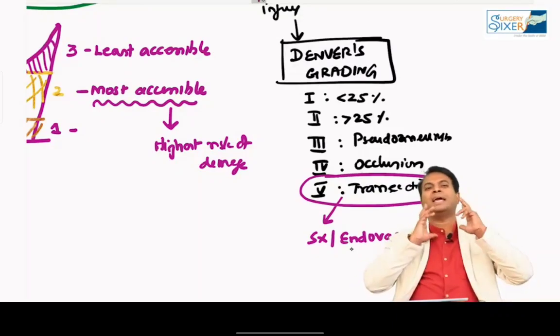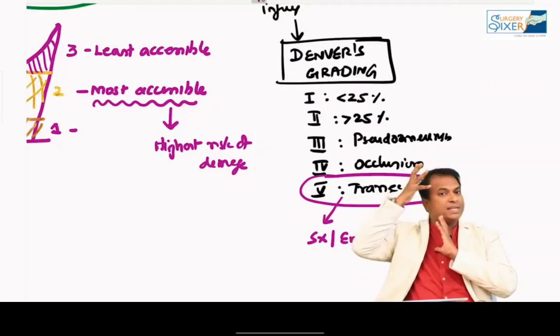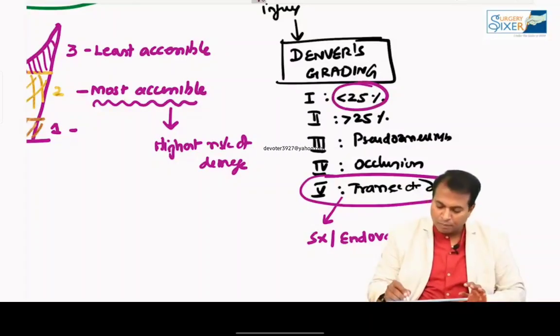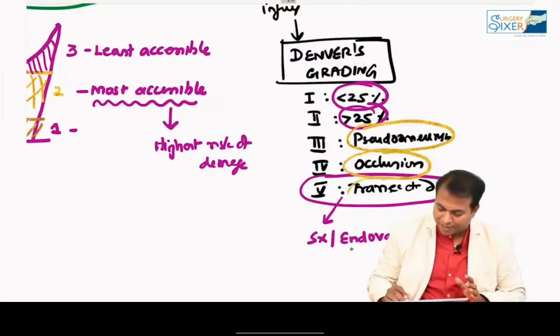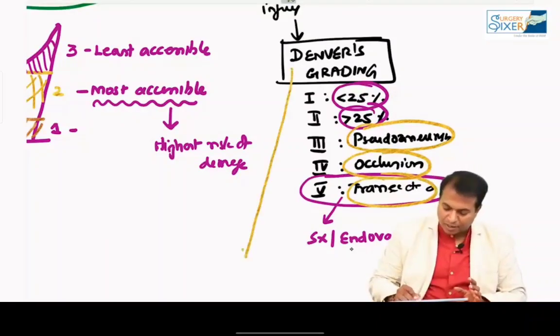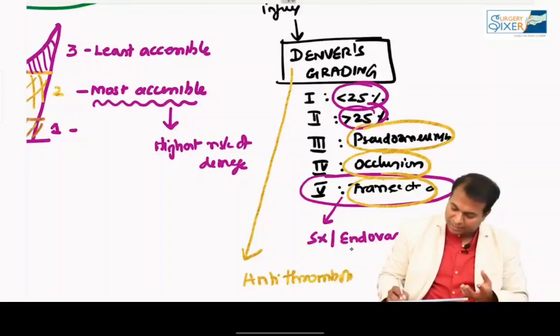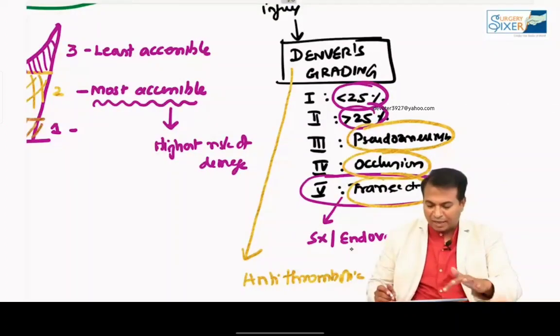So please remember, in the neck there are 2 types of injuries. Putting a knife is penetrating trauma. Hitting like this is blunt trauma. In blunt trauma, the blood supply to the brain will be disturbed, known as cerebrovascular injury. Hematoma causing less than 25% narrowing is Denver's grade 1, more than 25% is grade 2, 3 is pseudoaneurysm, 4 is occlusion, 5 is transection. All these patients with blunt cerebrovascular injury will be started on anti-thrombotic drugs like antiplatelets as the initial treatment.